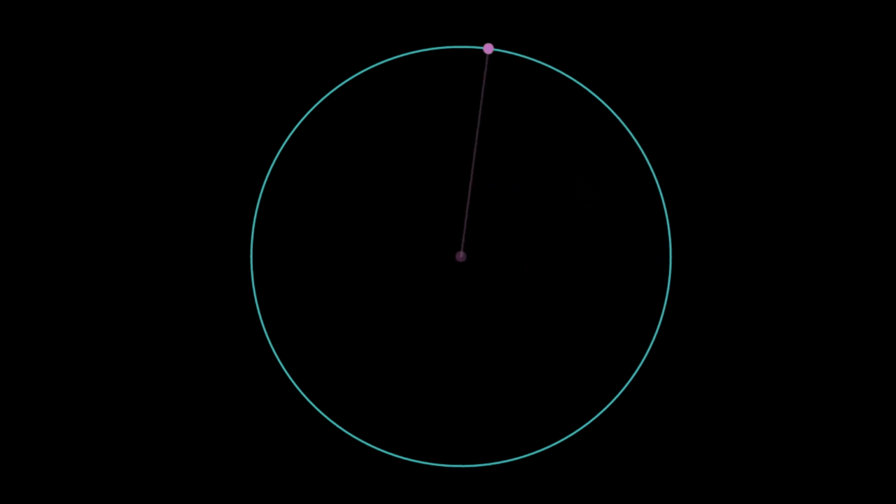Take a circle of radius 1, add a point to the circumference of that circle, allow that point to rotate around the circle in an anti-clockwise direction. Now draw the radius to that point and drop the perpendicular from that point to the diameter.